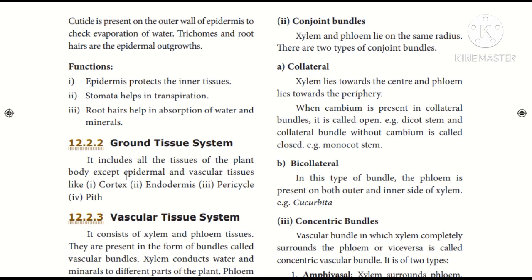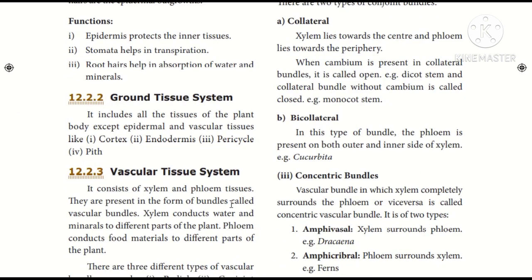And coming to the third important type of tissue, it is called the vascular tissue system. The main important function of the vascular tissue is conductive in function. The vascular tissue system consists of xylem and the phloem. And the xylem and the phloem will always be arranged, or organized, or present in the form of a bundle. And the bundle is commonly called vascular bundles. The vascular bundles include xylem and the phloem, which are the conductive tissues present in the plant.